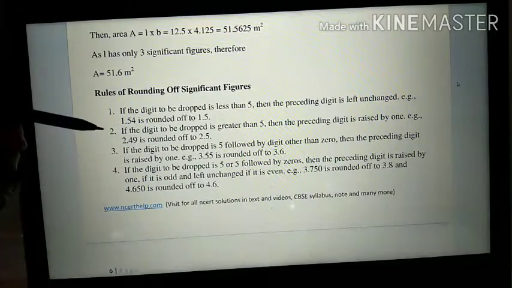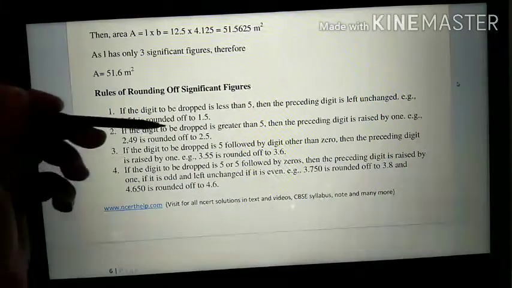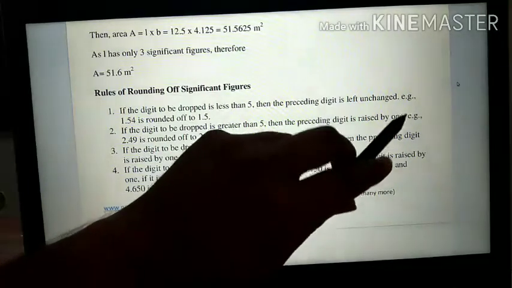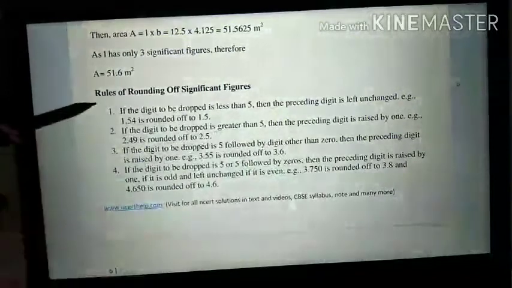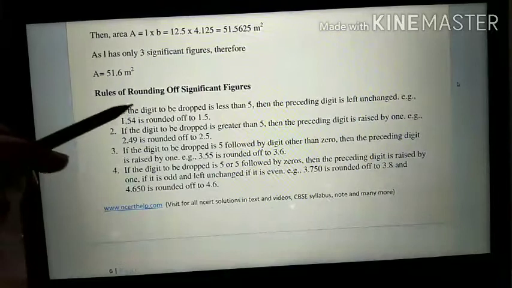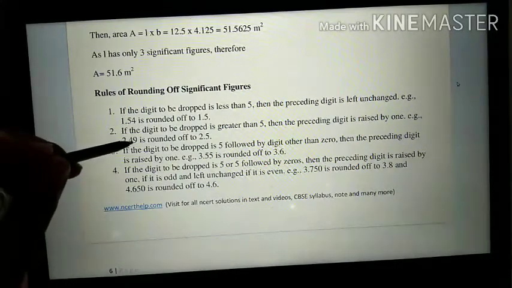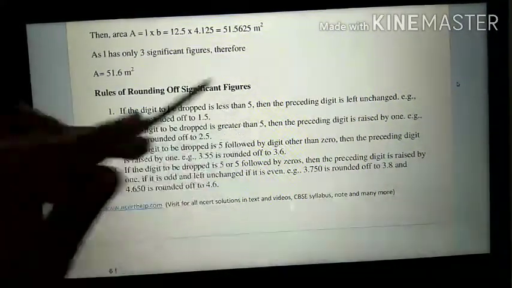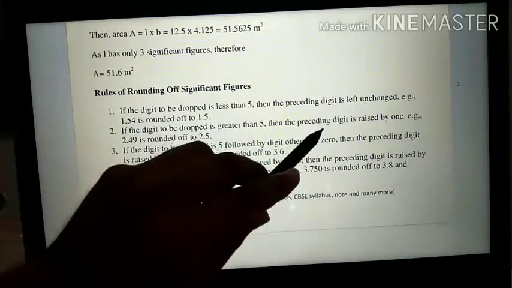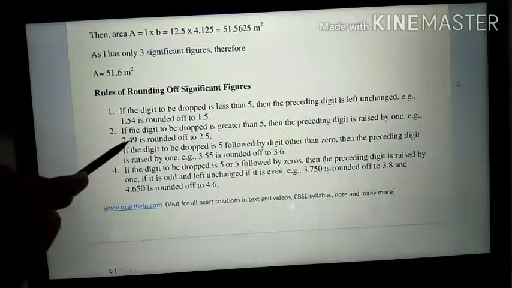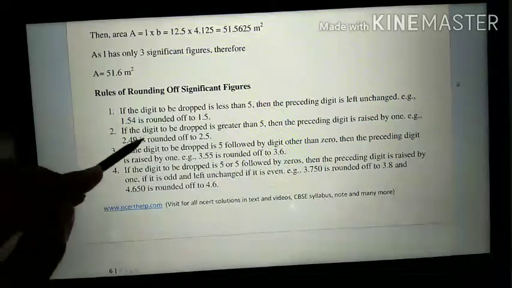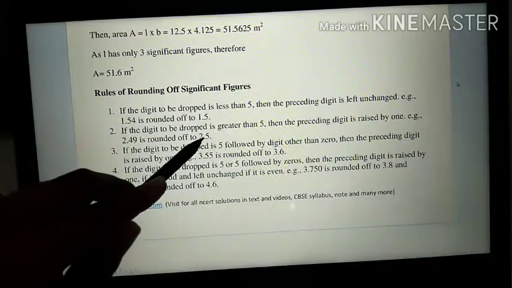And the second thing is that if the digit to be dropped is greater than 5, then the preceding digit is raised by 1. Here one example is given: 2.49 is rounded off to 2.5. How? Because 9 is greater than 5, so we raise the preceding digit by 1. Here 4 is replaced by 5. So we round off this number to 2.5.